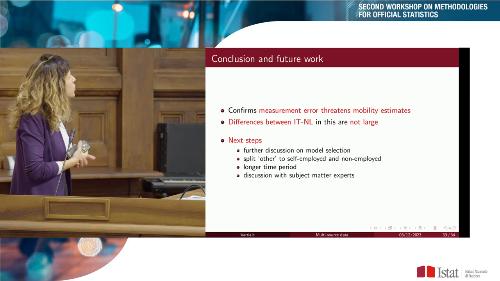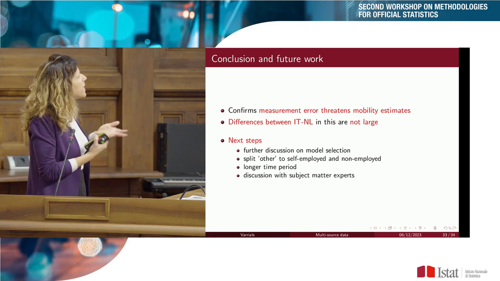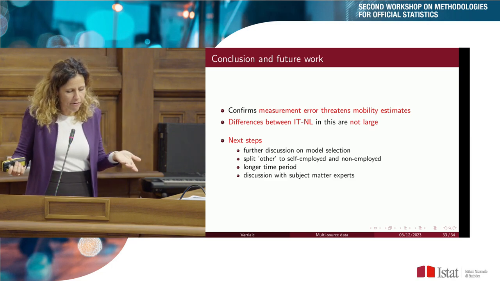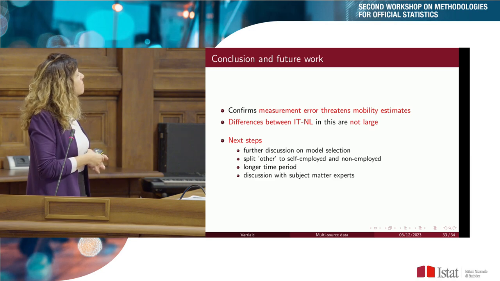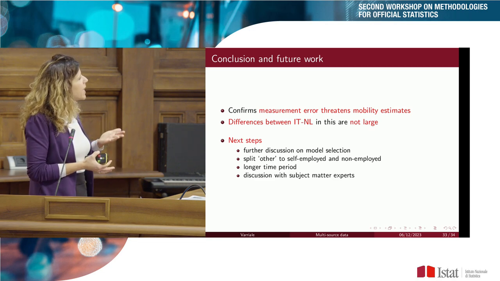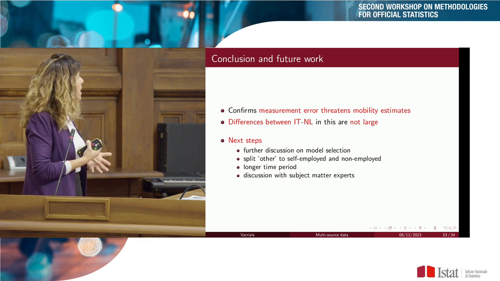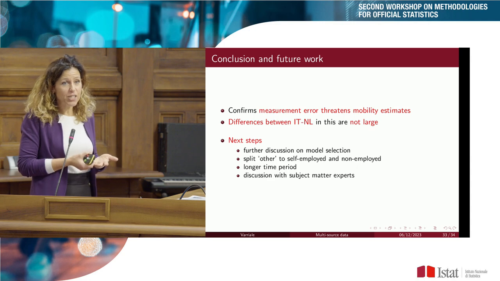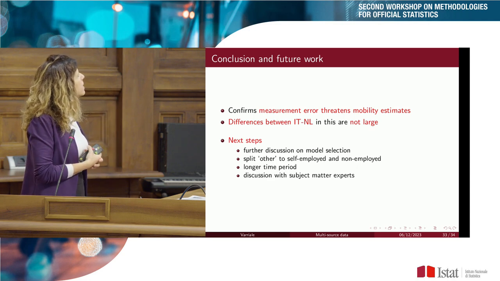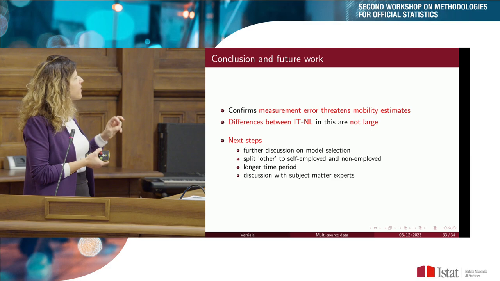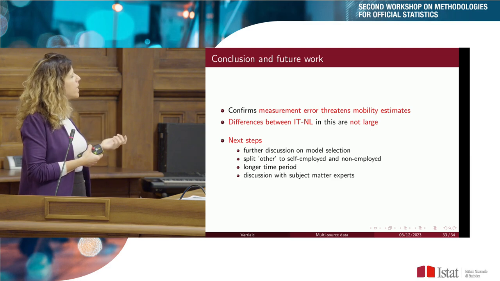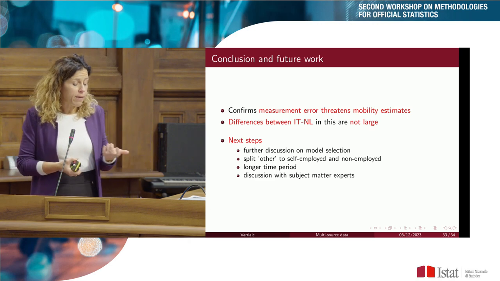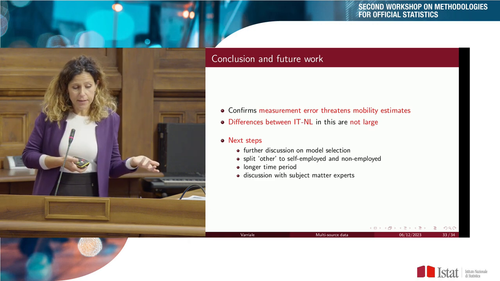And so, conclusion, we know from literature that measurement error threatens mobility estimates, and this is also what we found here. There are some differences between Italy and the Netherlands, but these differences are not that large. As a next step, of course, we have to further discuss model selection. That is a big topic. We need to split the other category into self-employed and not employed. We should consider a longer time period, and it would also be very useful to discuss with subject matter experts.